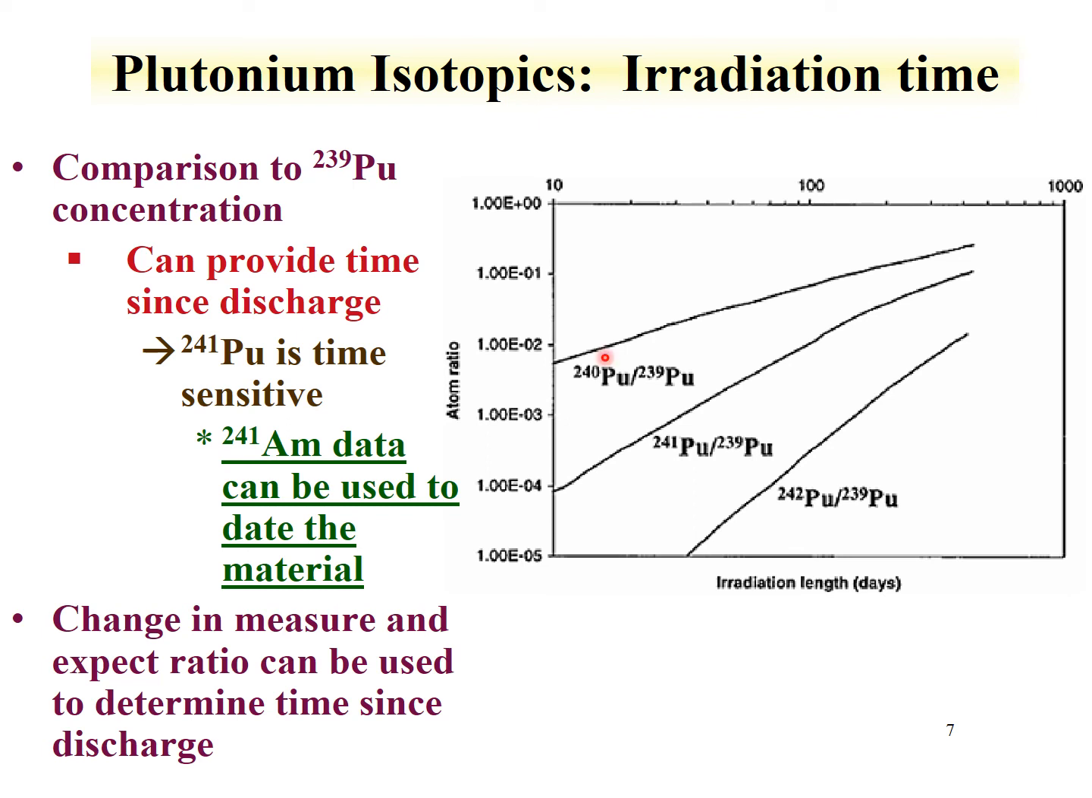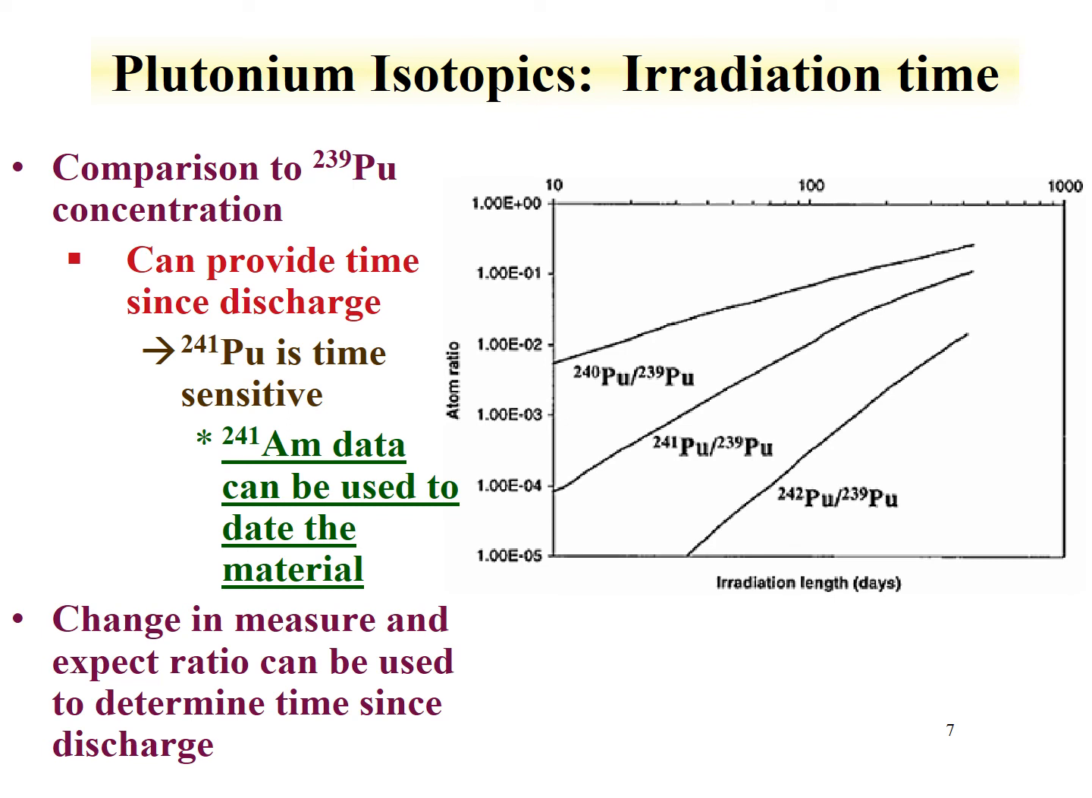In all these cases, as we go up in A, we see a decrease in the ratio as expected. But one sees a certain trend of irradiation lengths from 10 days to approaching 1,000 days with the ratio. And this makes sense, where you get a buildup of the heavier plutonium isotopes at longer irradiation times.